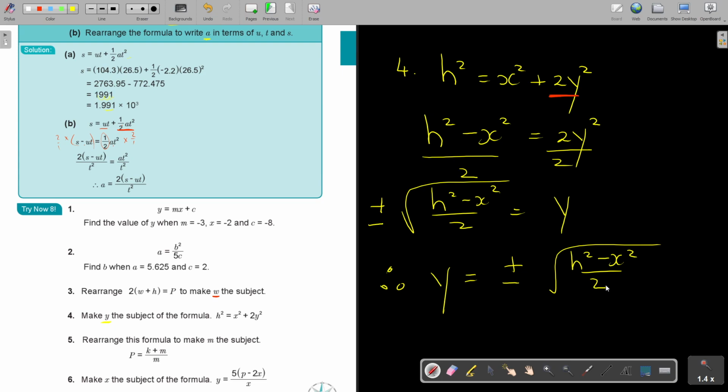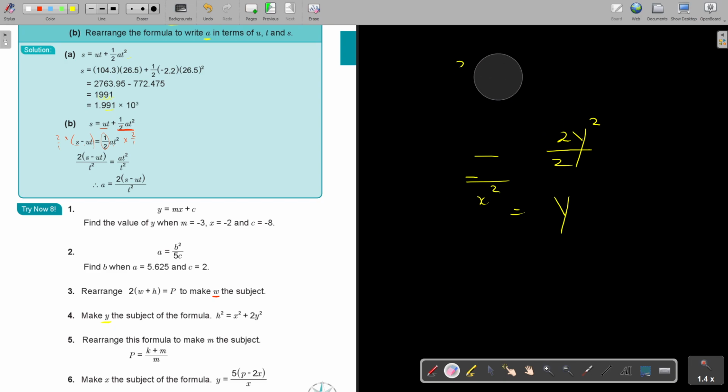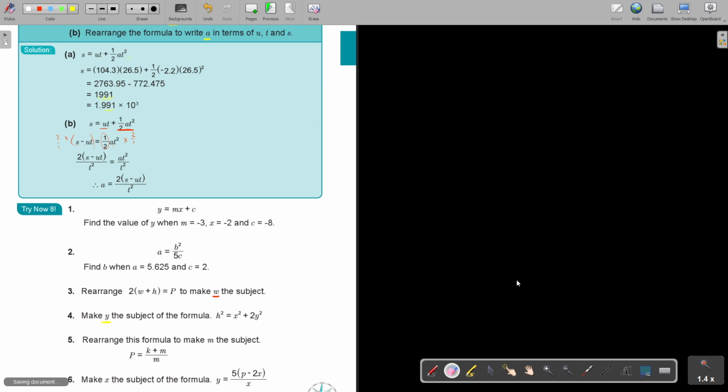Okay, let's do number 5. That was not so difficult either. It's just getting that square root, and don't forget your plus minus. Okay, so number 5: P is equal to K plus M over M. Okay, make M the subject.